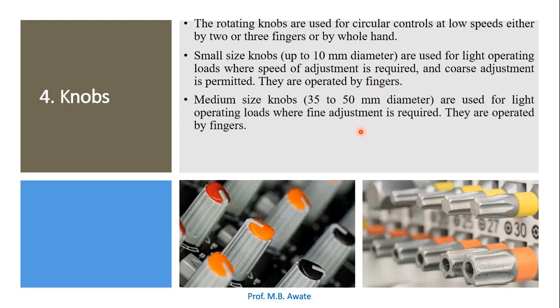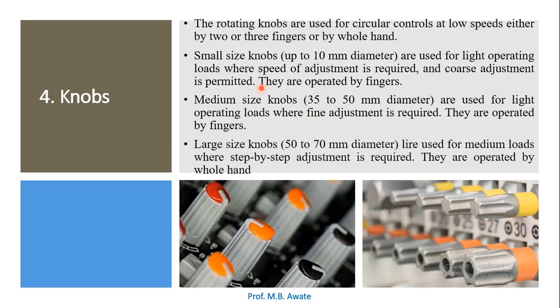Medium size knobs have diameters in the range of 35 mm to 50 mm, and these are used for light operating loads where fine adjustment is required. Because the size of the knob has been increased a bit, we have a better grip, and due to that we can go for fine adjustment. These are also operated by means of fingers. This is the information regarding medium size knobs.